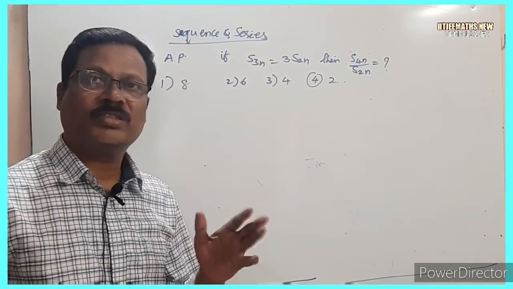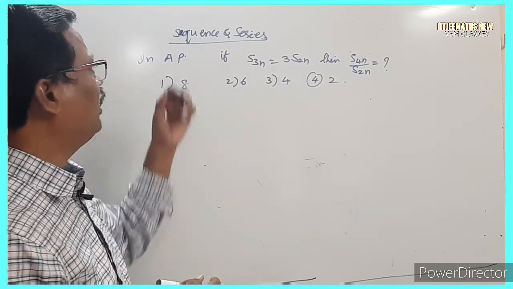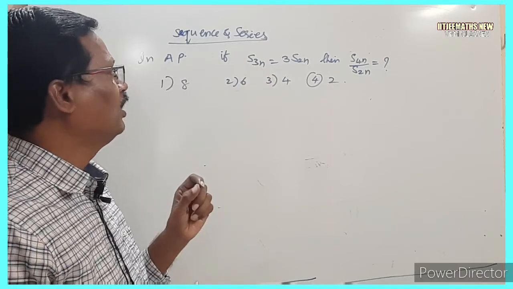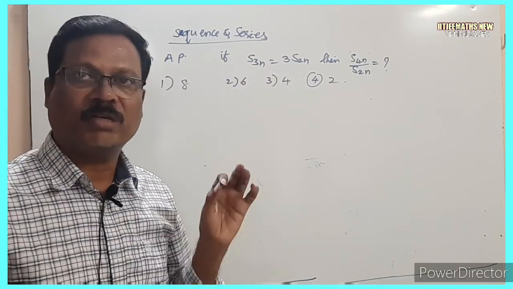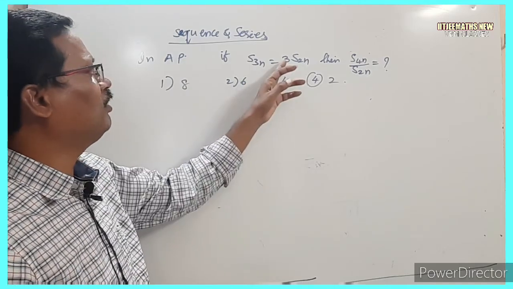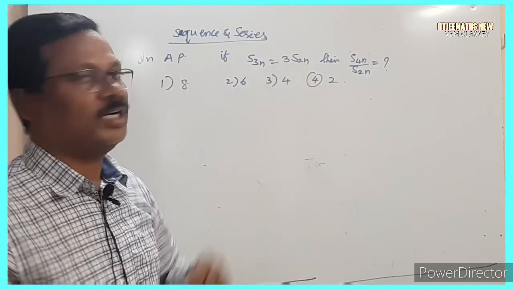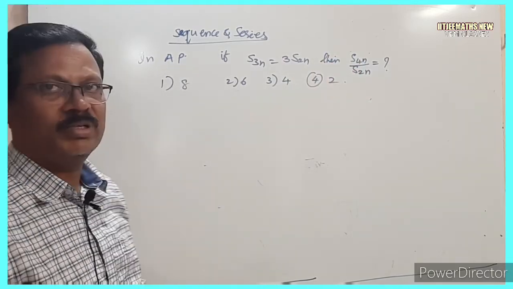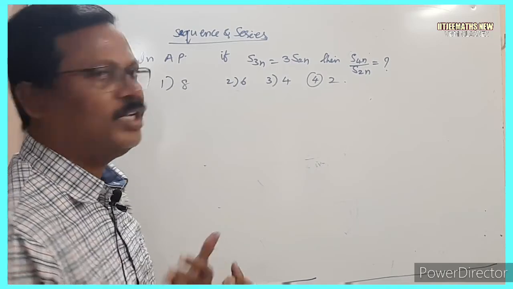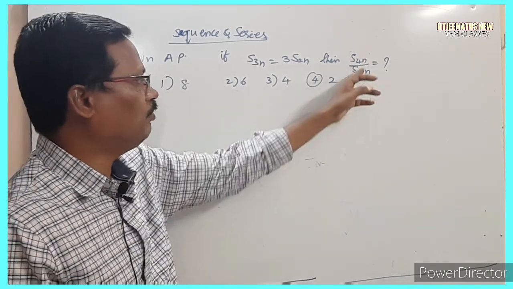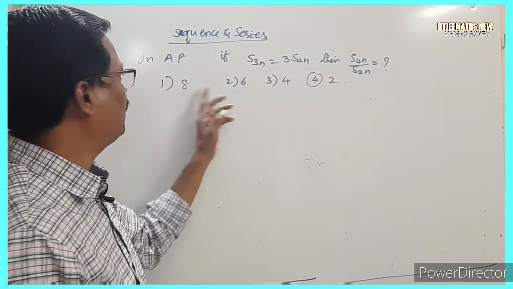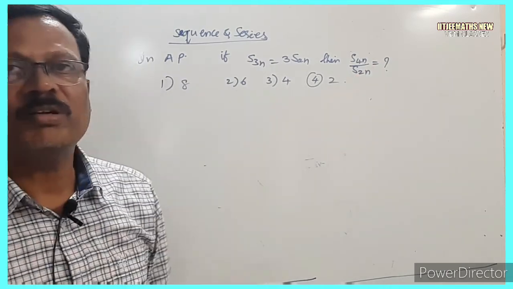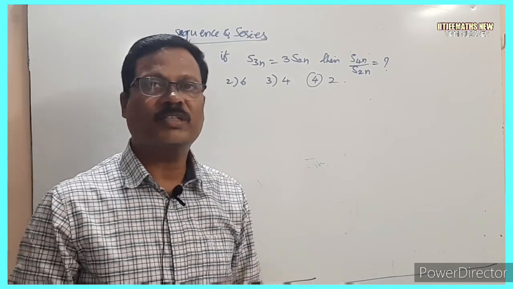See the next problem in this. It also belongs to sequence and series. Now in the AP, S3n means sum of the 3n terms is equal to 3 times the sum of the 2n terms. Then what is S4n by S2n? This is also very simple. Instead of n we can keep any number, right? S4n by S2n will be a fixed number. This does not depend upon n. That's why we can substitute n is equal to 1. Easily we get the answer.